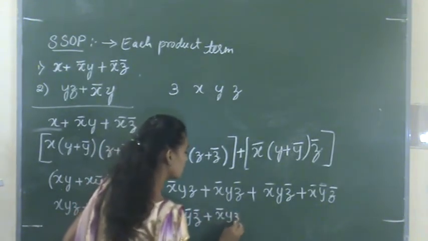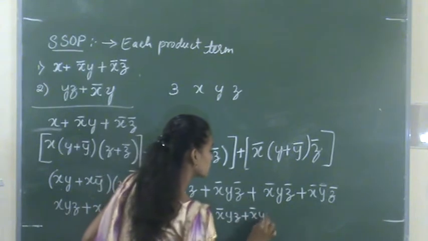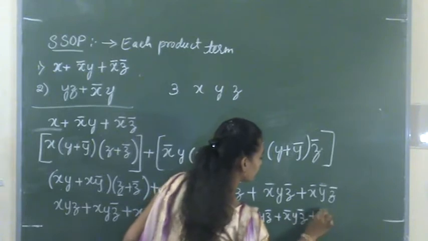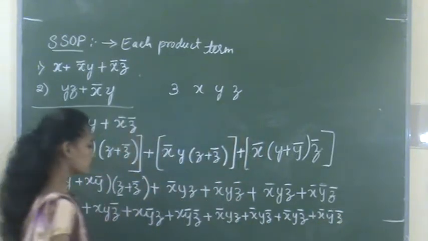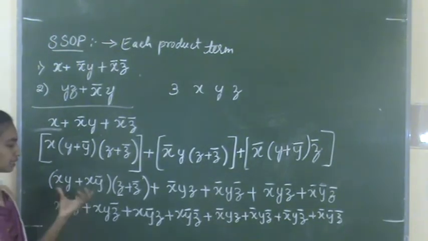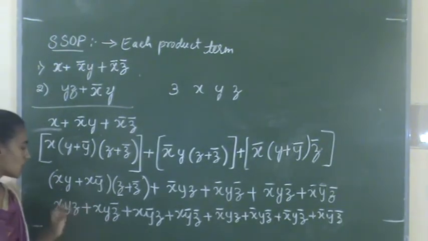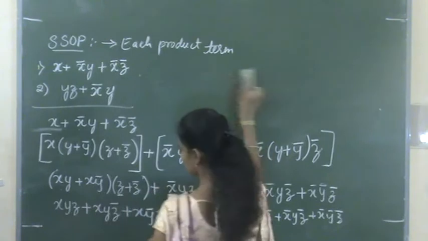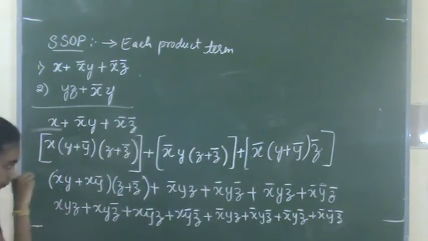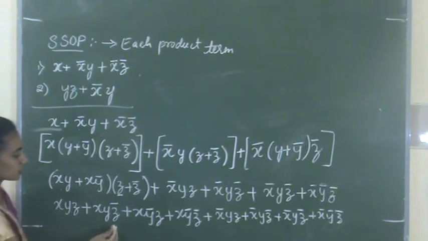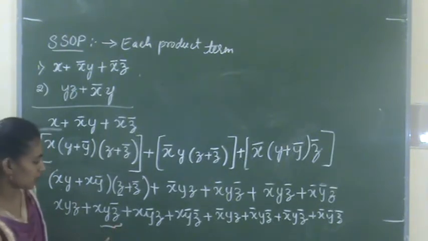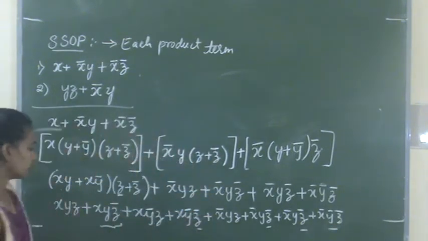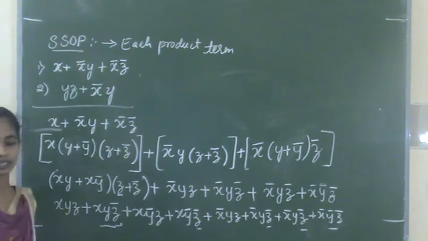X bar yz plus x bar y bar z plus... Okay. So now we are simplifying the expression. In this expression, whichever common factor is there, remove that common factor. See, here we have z bar, z bar, z bar, right? Z bar. So remove that common factor and evaluate that expression.